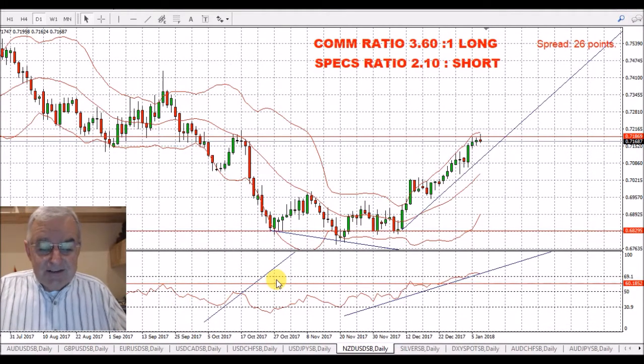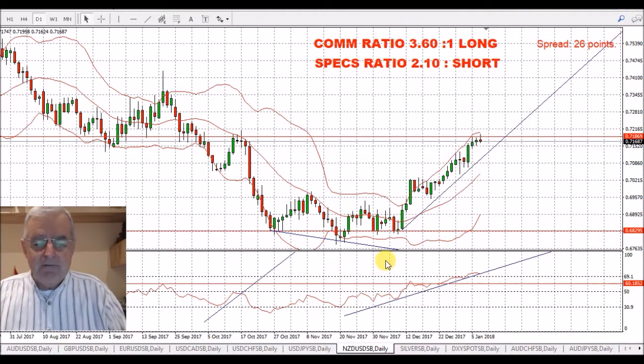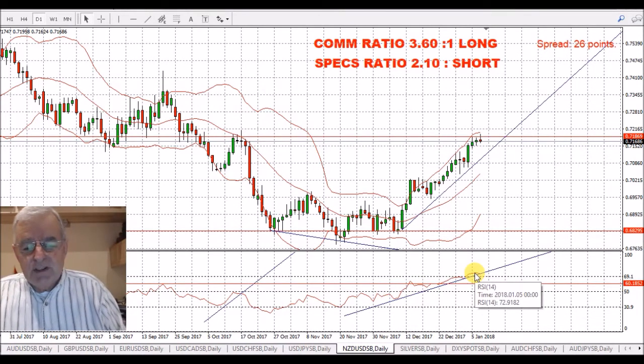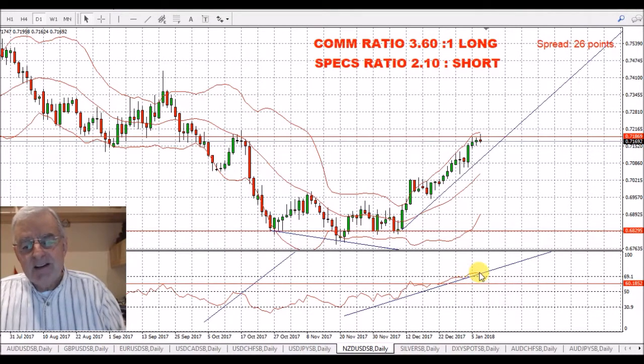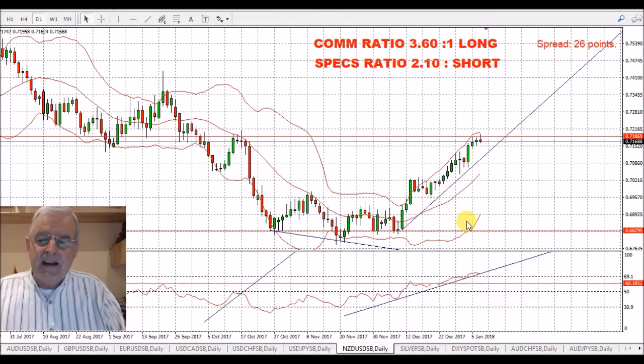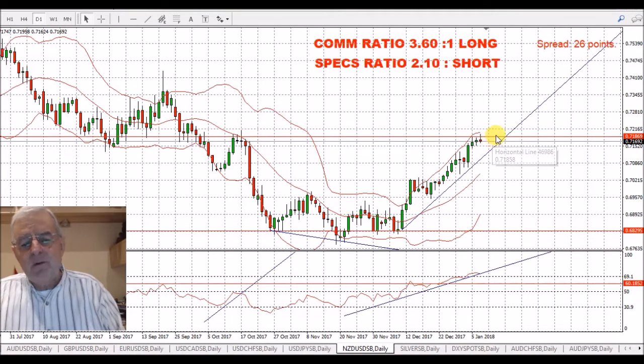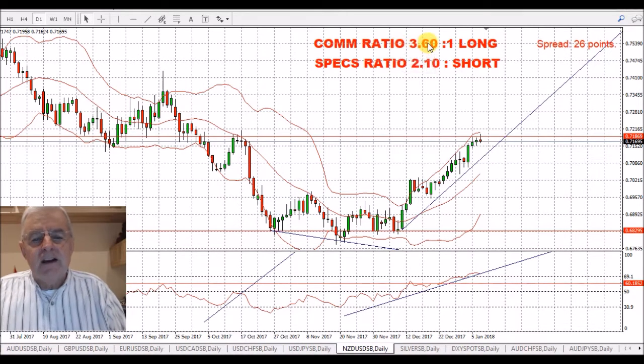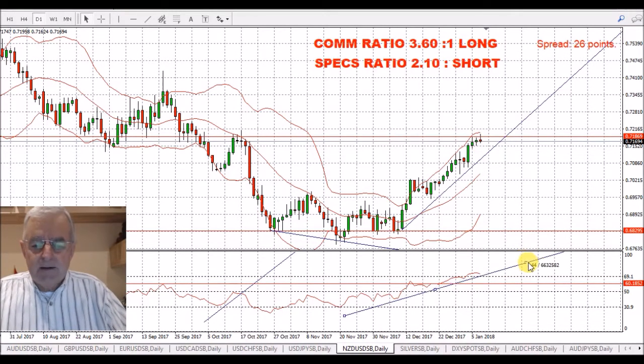Right, this is the New Zealand dollar, US dollar. Now this is getting very interesting. We've come up on the RSI. We've gone above the 69.1, which is good, and now we're coming back down. We haven't actually done a really nice cross. It sort of limped across. So I think maybe we might get a couple more days up before we actually start cutting back down. But we do have quite a large commercials long ratio, so I am dubious of this. In fact, I think I'll just move this trend line over.